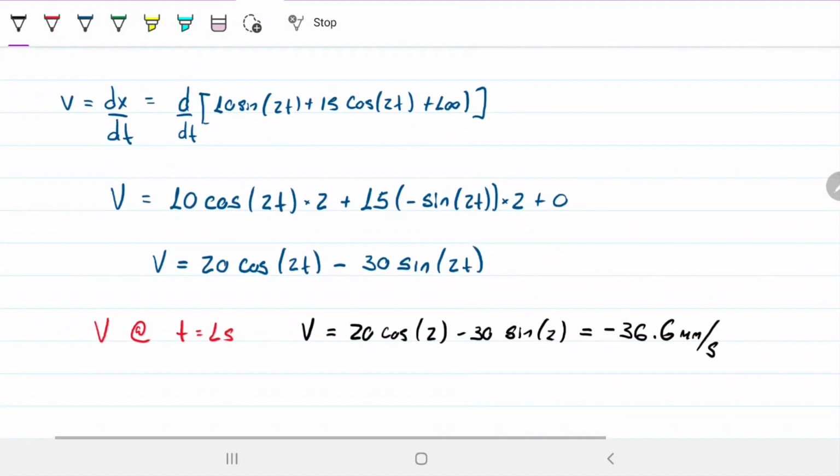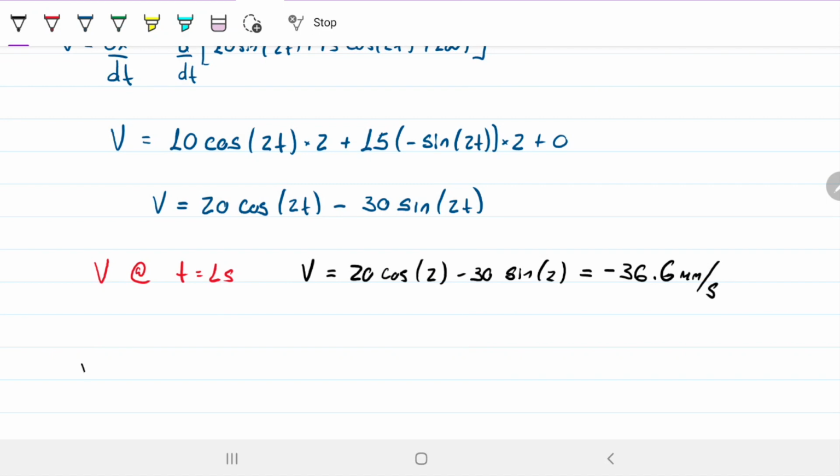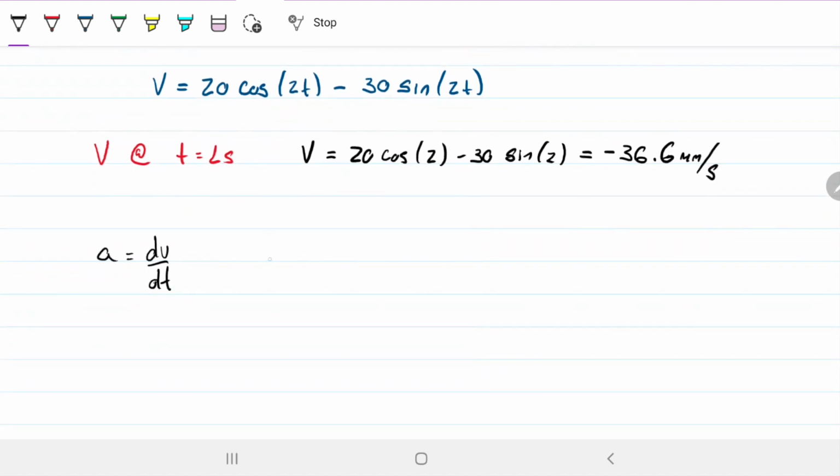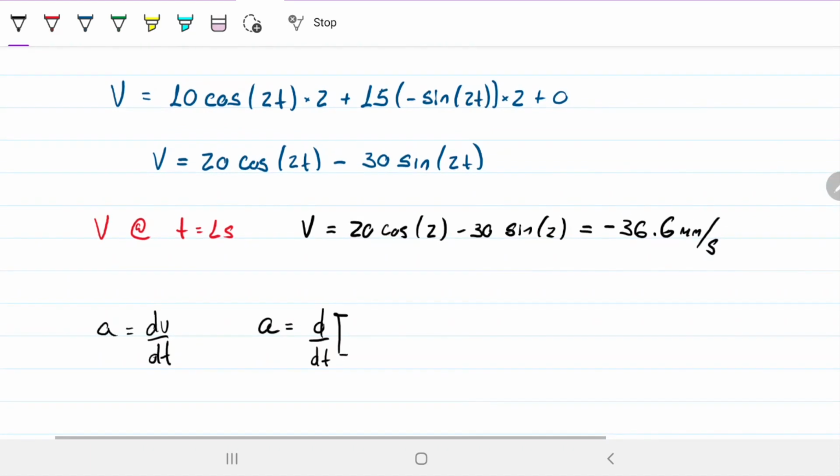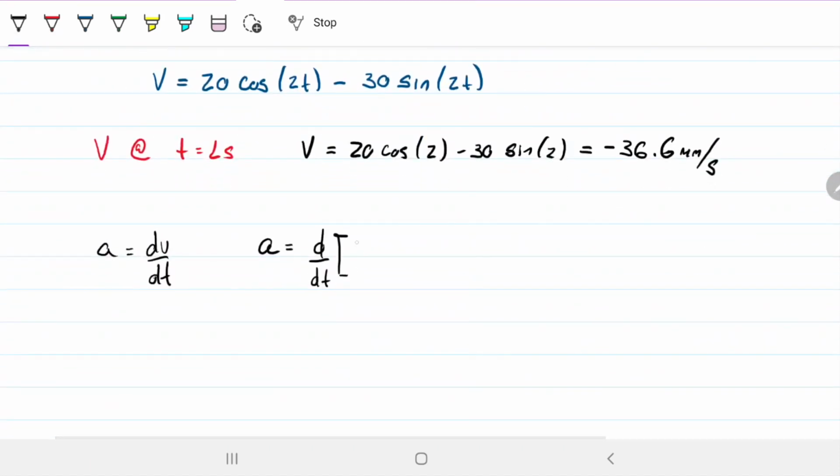Okay, now once again, we can do the same exact thing. So we're going to take the velocity function, and we're going to remember that the acceleration is just how velocity changes with time. So in other words, to find the acceleration, we just take the derivative of the velocity with respect to time, and the velocity we happen to know, and that is 20 cosine of 2t minus 30 sine of 2t.